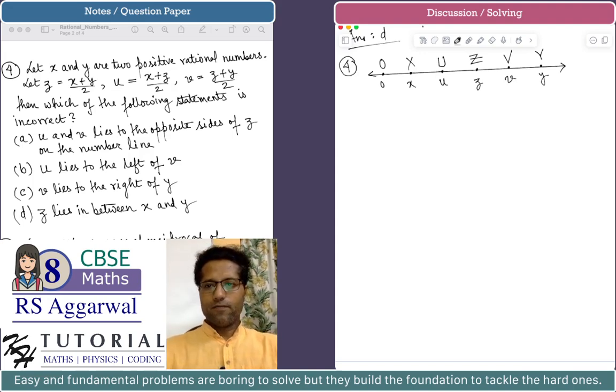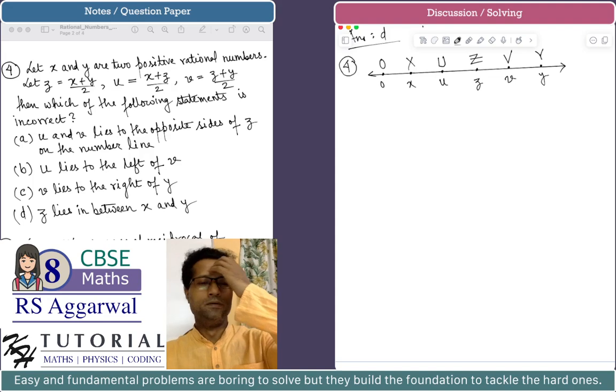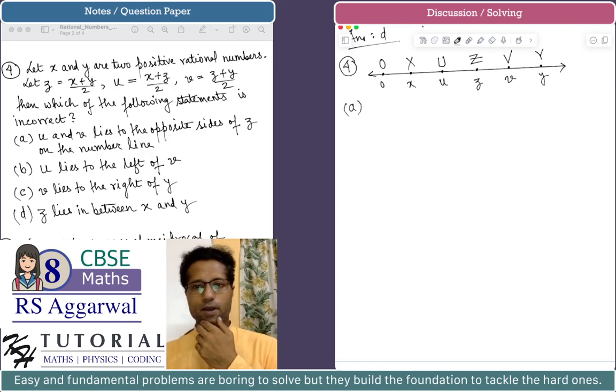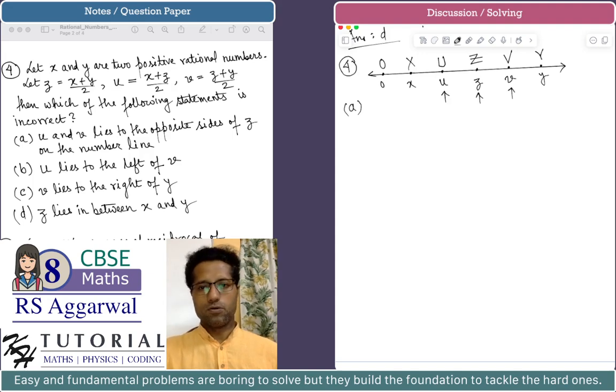So this is the scenario regarding the position of the rational numbers z, u, v, x and y. Now which of the following statements is incorrect? Let's see what A is saying. A is saying u and v lie on opposite sides of z on the number line, which is true. Z is here and u is here. U and v are lying on opposite sides of z. So statement A is correct.